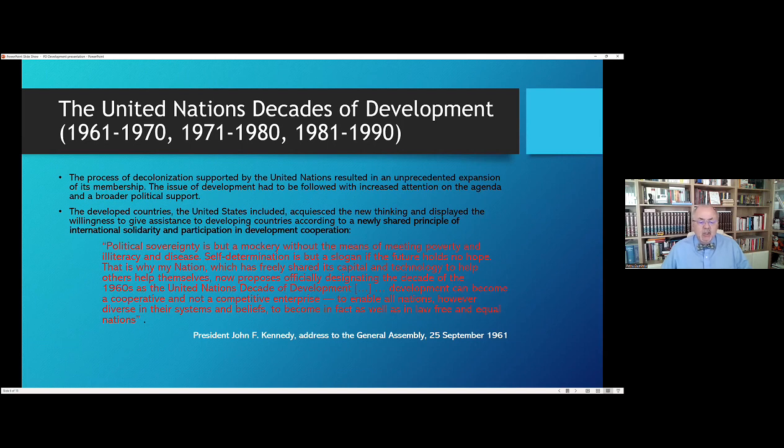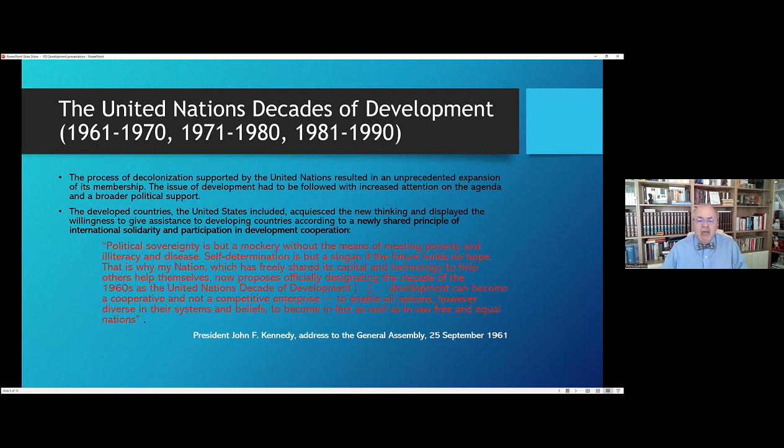He said, political sovereignty is but a mockery without the means of meeting poverty and illiteracy and disease. Self-determination is but a slogan if the future holds no hope. That is why my nation, which has freely shared this capital and technology to help others, now proposes officially designating the decade of 1960s as the United Nations Decade of Development. Why is that important? Because that comes after the emancipation of the former colonies.